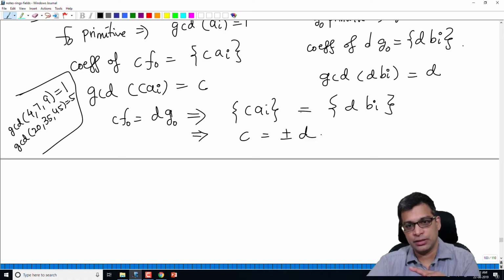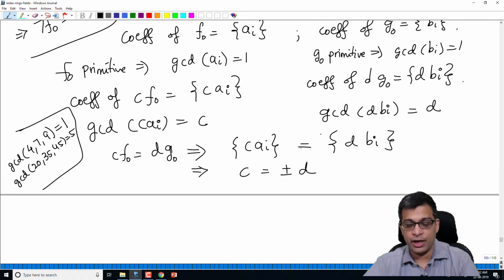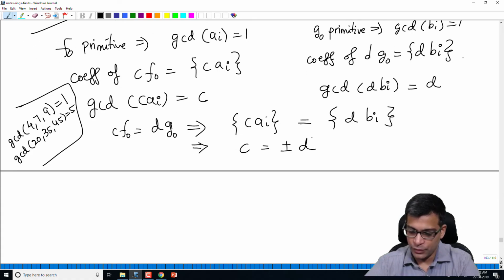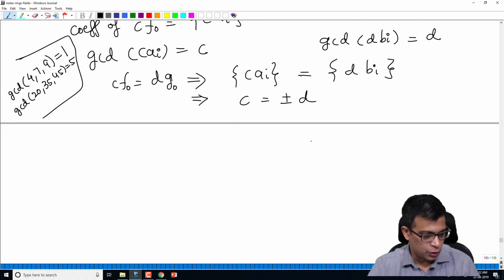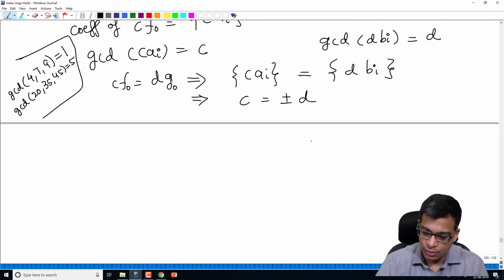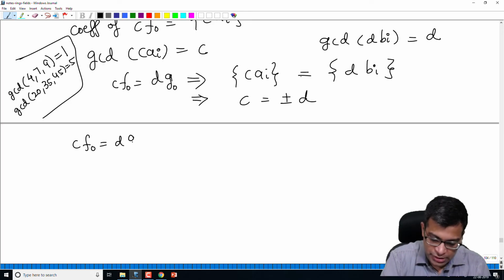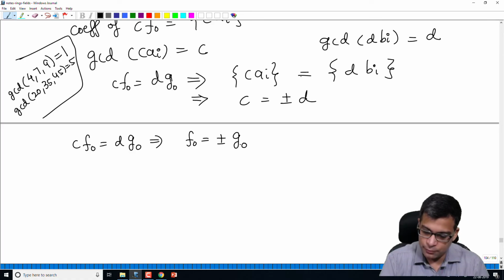So any such thing multiplied by an associate is also going to be a GCD. And remember the remark at the beginning of this video. I am trying to show that Z[x] is a UFD, but the same proof carries over for any UFD R and shows that R[x] is a UFD. So I am only going to use that C is equal to plus minus D. Once C is equal to plus minus D, and we know that CF0 is equal to DG0, that means F0 is equal to plus minus G0.